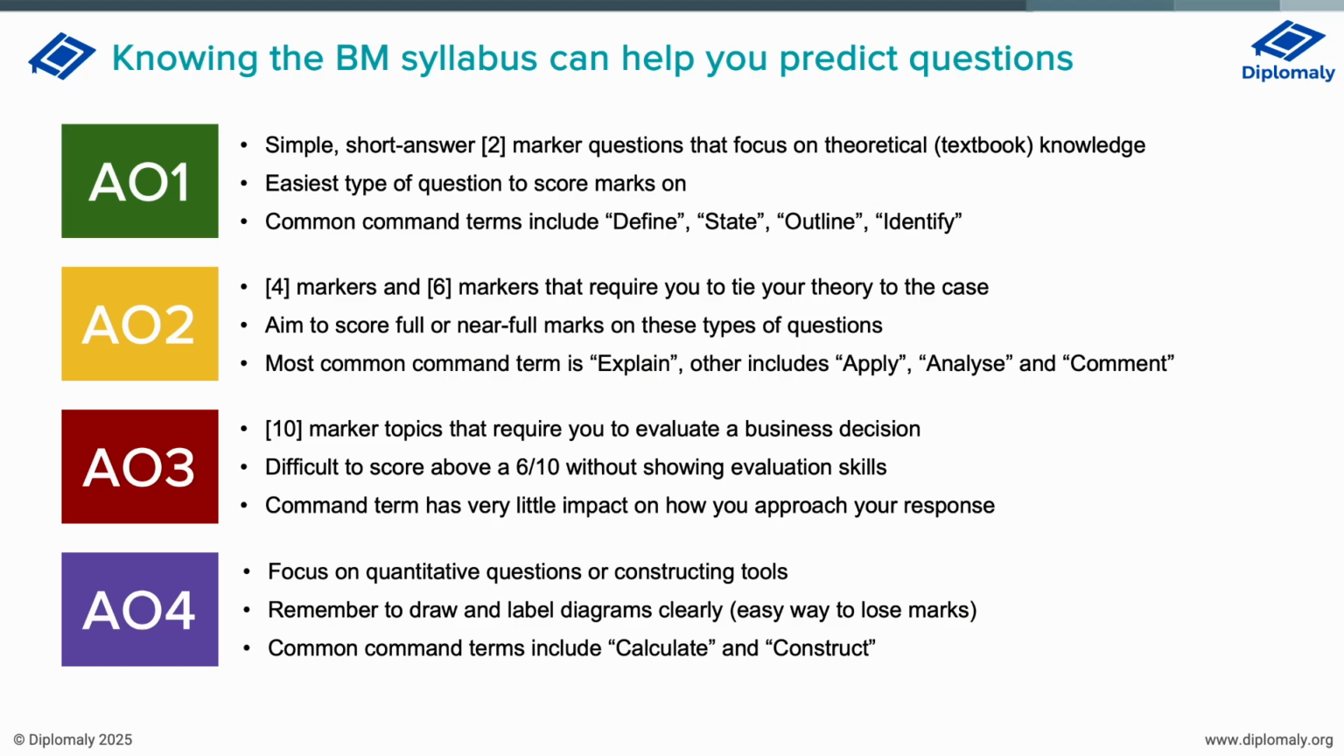The third AO is AO3, which focuses on the 10 marker in paper 1, paper 2, and the 17 marker for the HL only paper 3. AO3 questions focus on applying your BM knowledge and case information to evaluate a business decision or make a recommendation for the business. When you see content labeled as AO3, these are the topics that you need to study and understand in the most depth, as they can be tested in short answers through a 2 or 4 marker, as well as long answers through a 10 marker.